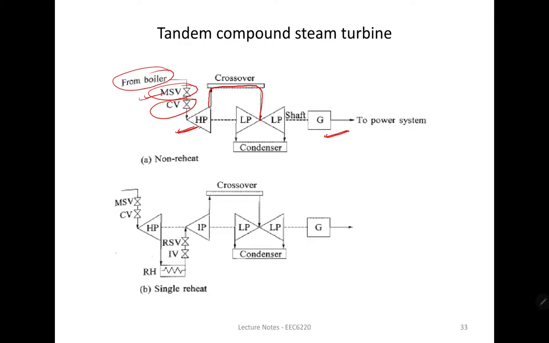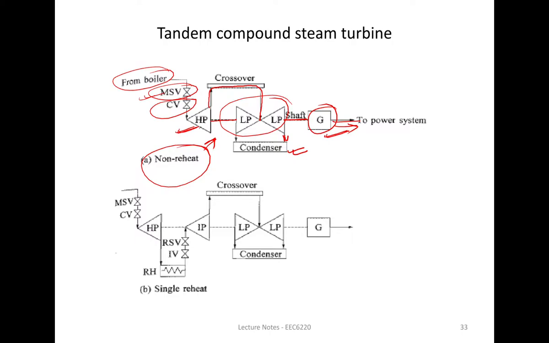So the low pressure turbine is here. Both the high pressure turbine and the low pressure turbine are connected to the same shaft and thus to the same generator, and it is giving the output power to the power system. All right, so the steam coming out of the low pressure turbine condenses and a closed cycle is there. You have studied earlier. This is a non reheat. We didn't find any reheater in this particular model. All right, now move on.